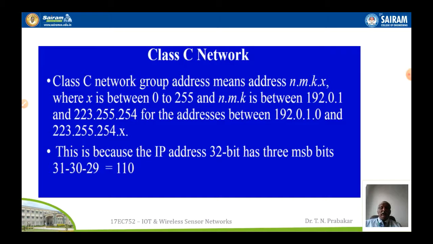This is because the 32-bit IP address has 3 MSB bits, that is bit numbers 29, 30 and 31, which should have the value 110 for a Class C network.